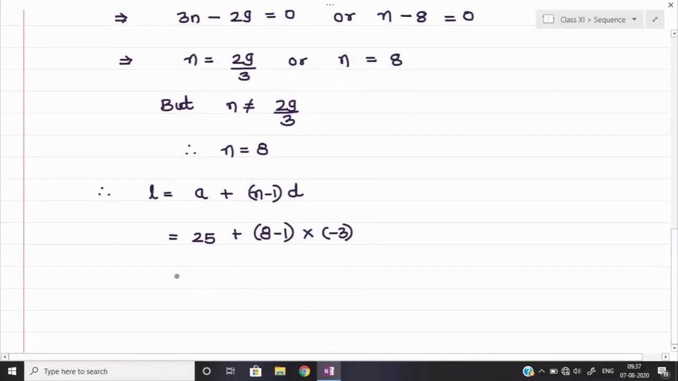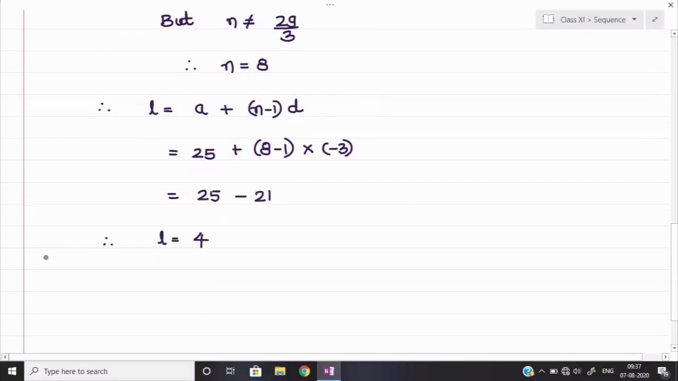Now let us simplify further. So this will be 25 plus 8 minus 1, it is 7, and 7 into minus 3, that is minus 21. So we can say that therefore the value of L is coming here 4. The last term in the sequence will be here 4. So we can say that therefore the last term of AP is 4. Okay, so this is your answer.